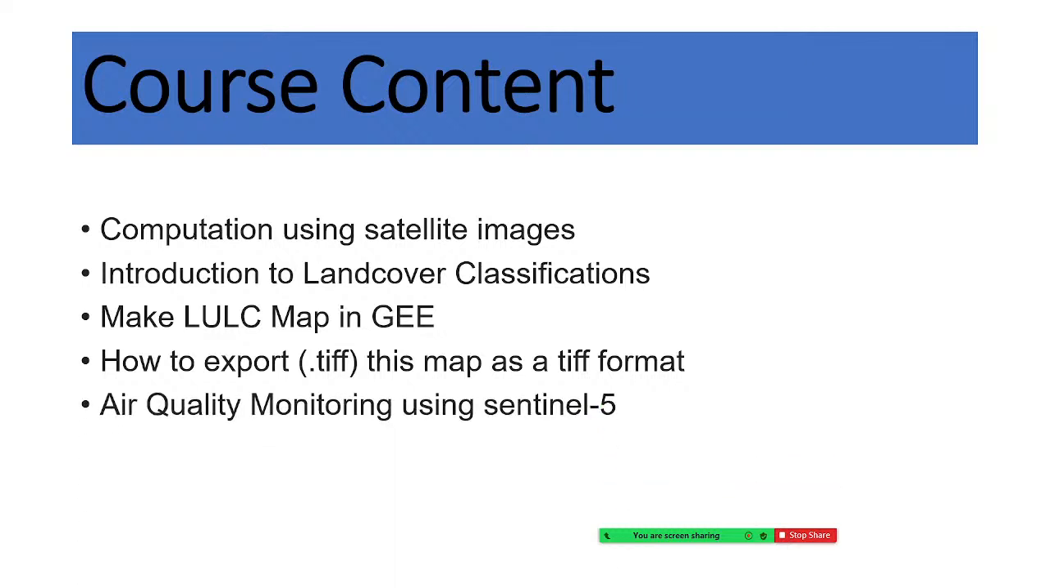Then I will move to air quality monitoring using Sentinel-5. Google Earth Engine already has this dataset, Sentinel-5, and I will show you this project, how you can easily use this dataset for monitoring the concentration of air quality parameters such as sulfur dioxide, carbon monoxide, and other gases. Whichever gas is available here, we can use.